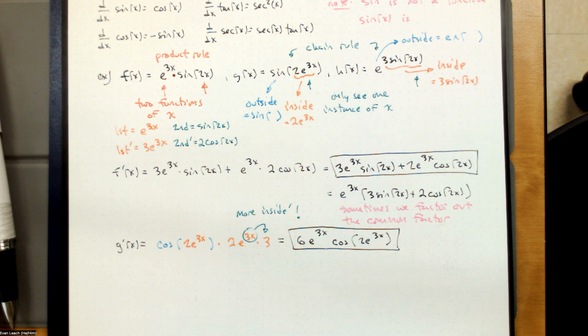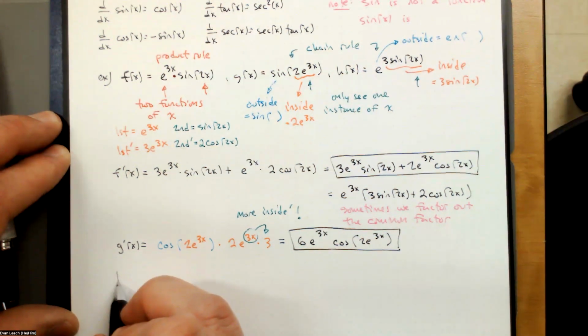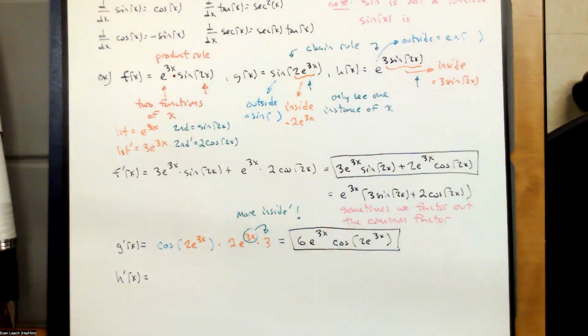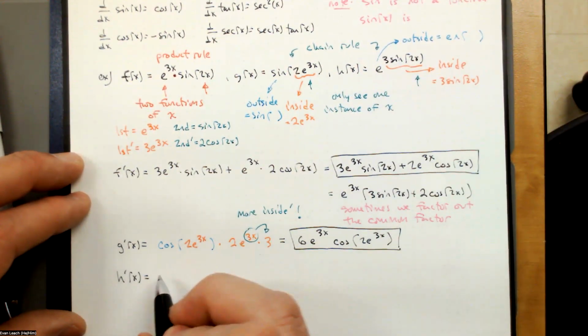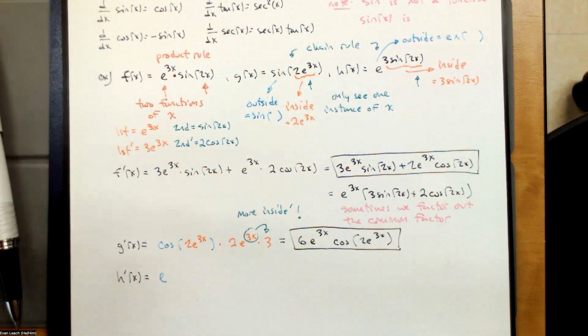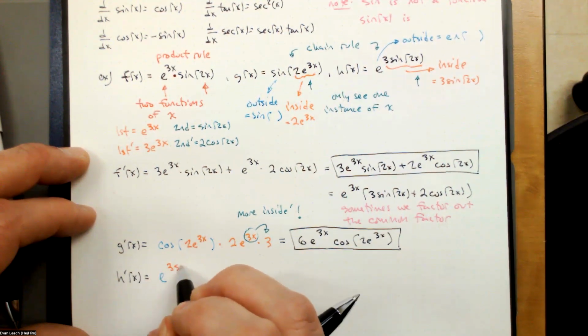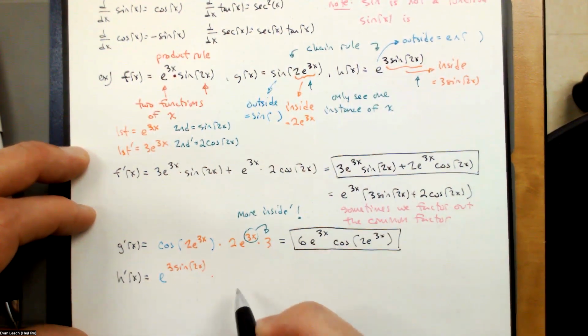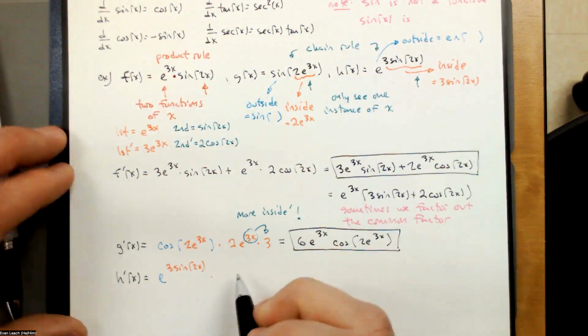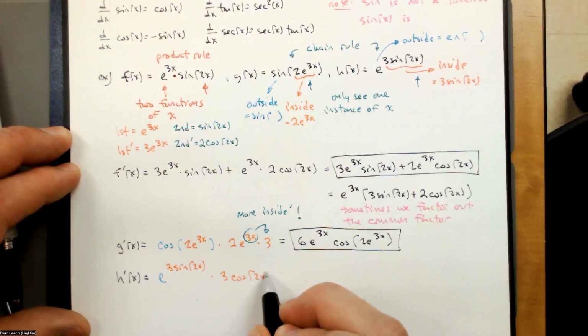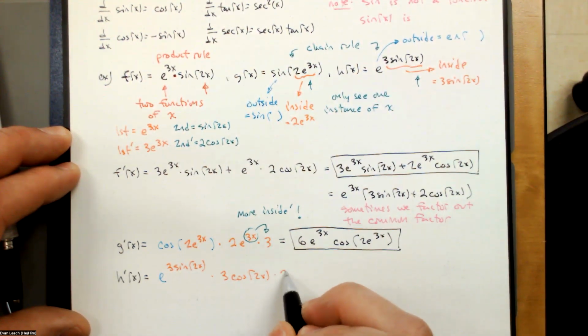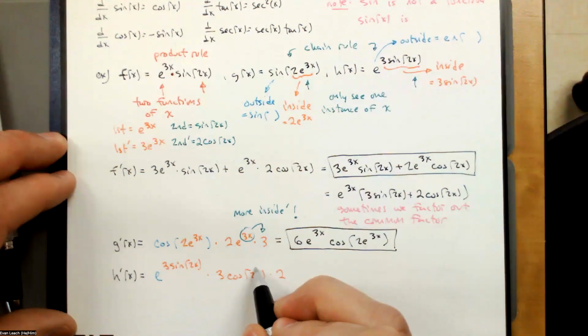This is where we have to grab our memory. The structure of this function is e to some stuff. And so we access the memory and say the derivative of e to some stuff is e to that stuff. Then we apply chain rule, times the derivative of that stuff. So h of x, h prime of x, the derivative of e to some stuff is e to that stuff times the derivative of that stuff. The derivative of 3 sine of 2x is 3 cosine of 2x times the derivative of 2x, which is 2. Because this one, once again, had more inside.